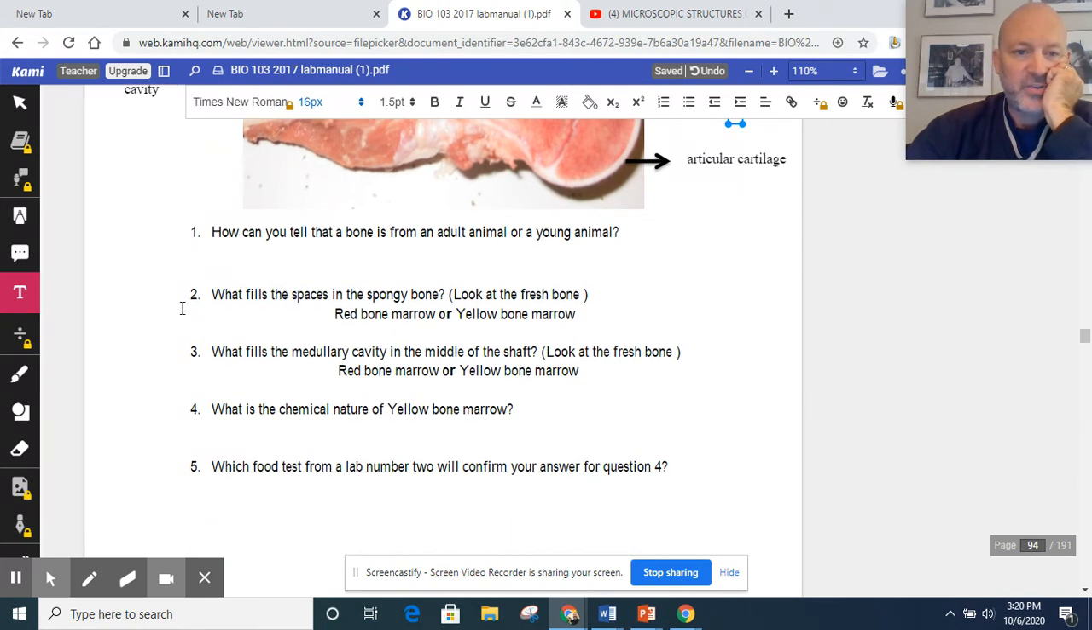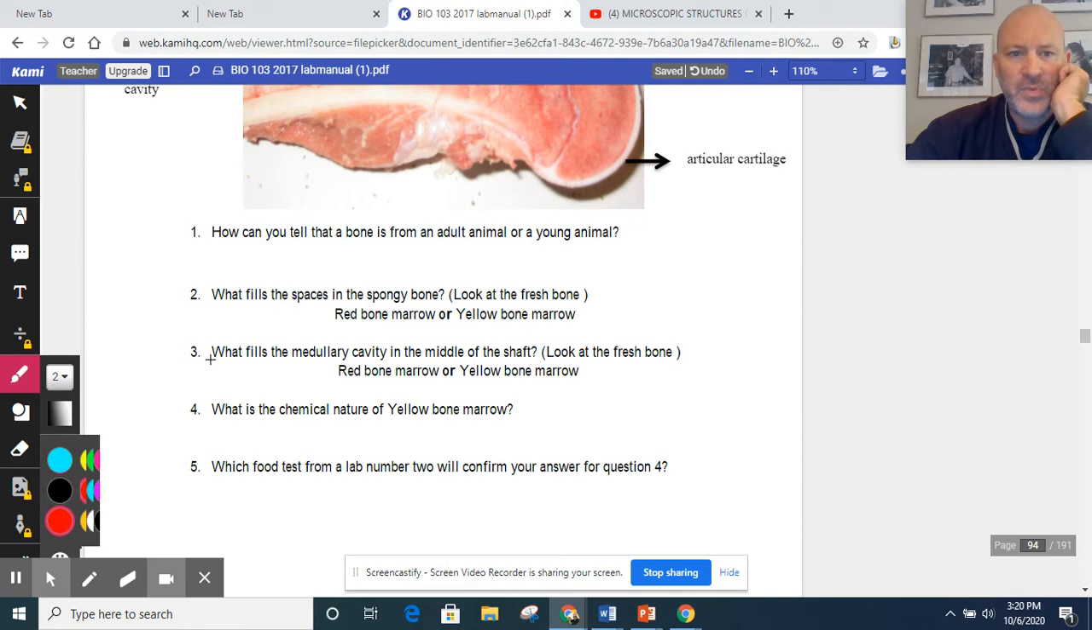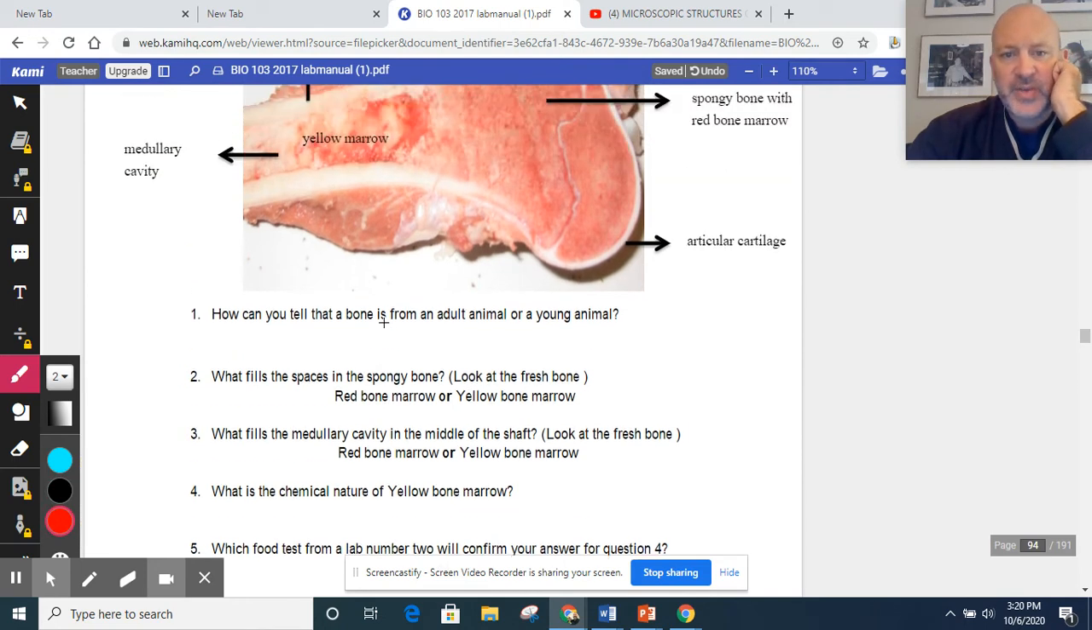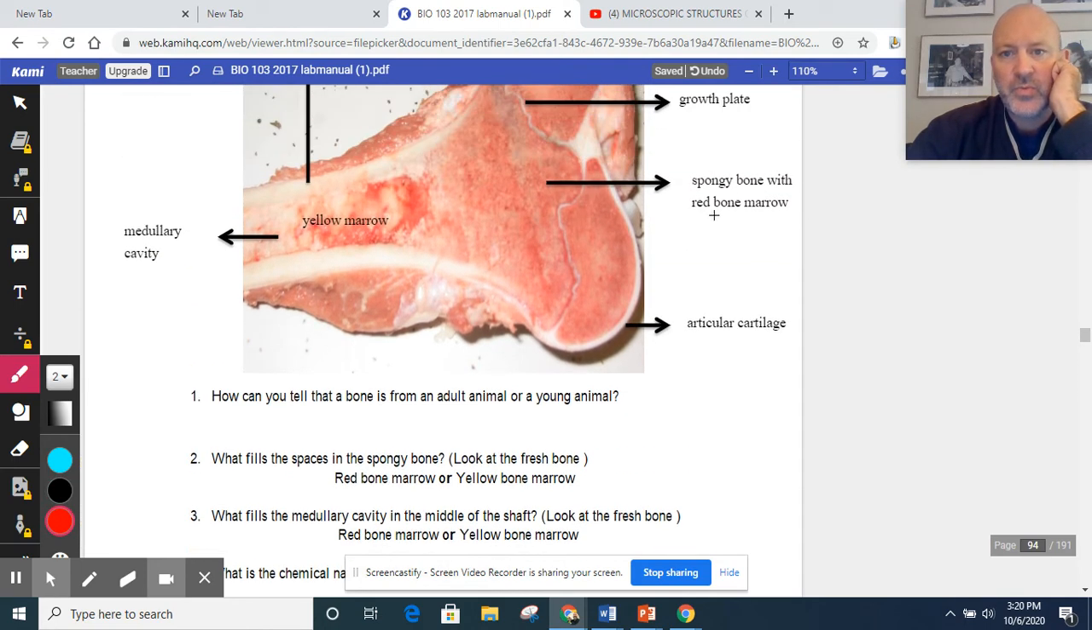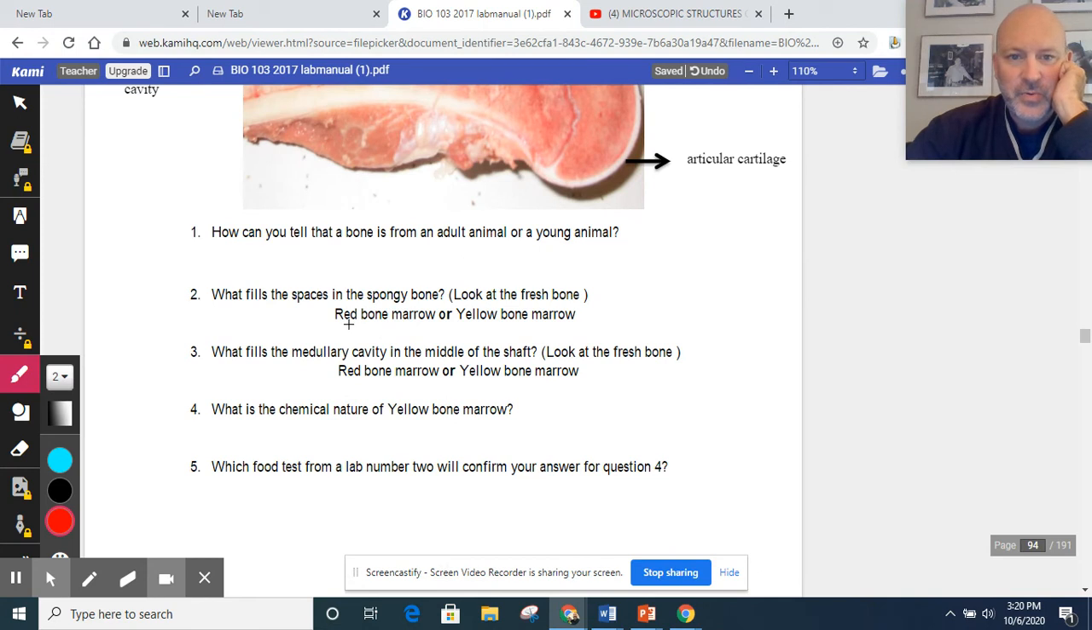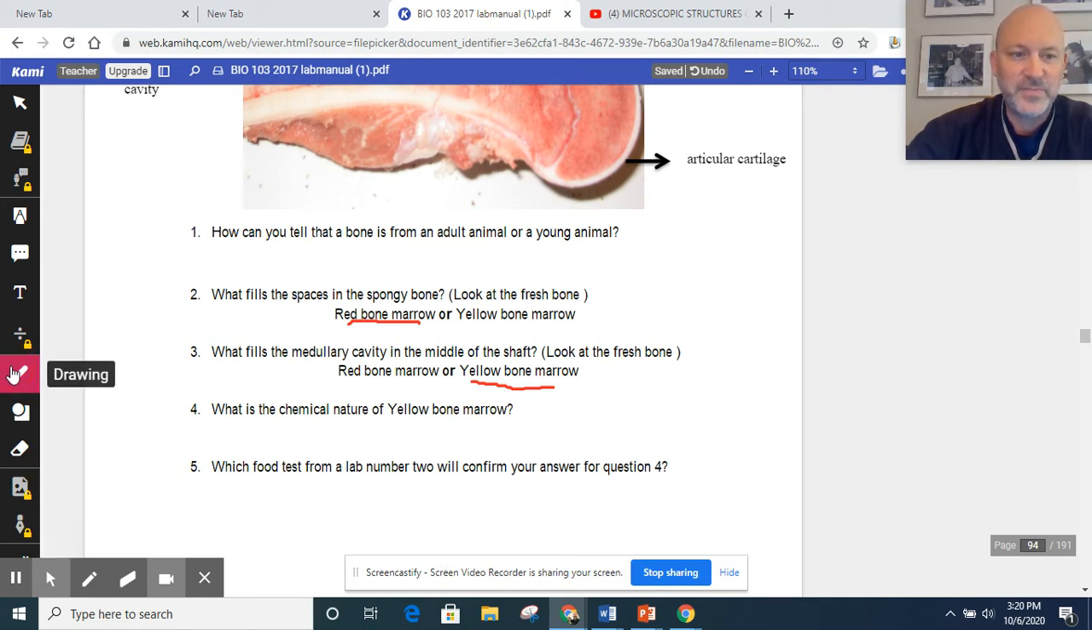And then we have these questions here, right? What fills the spaces of the spongy bone? Well, we wrote it already. Red bone marrow fills those spaces. What fills the medullary cavity? Yellow bone marrow, those lipids. What is the chemical nature of yellow bone marrow? Well, we know it's lipids. How do we know? Because I just said it.